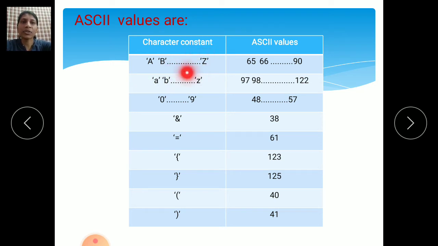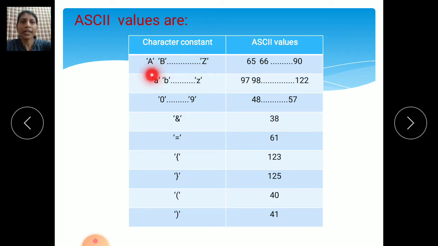Character constant means we use any single alphabet, any digit, or any special symbol. The format to write a character constant is in single quotes. See, this is the format to write a character constant. Always write any single alphabet, digit, or special symbol in single quotes. See here, A is one of the character constants. Capital A, capital B, capital C, capital D, up to capital Z.